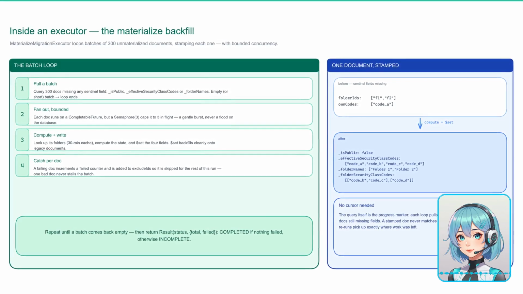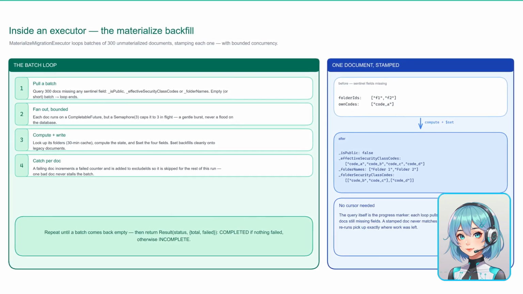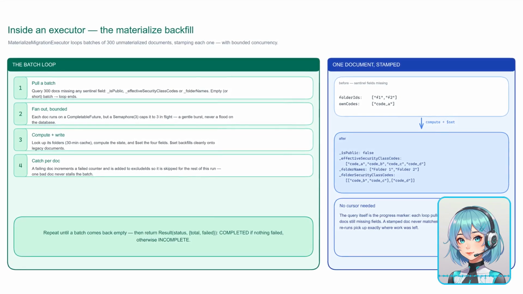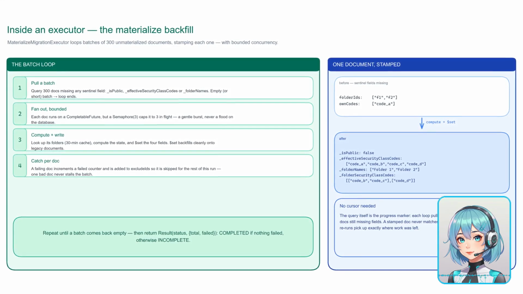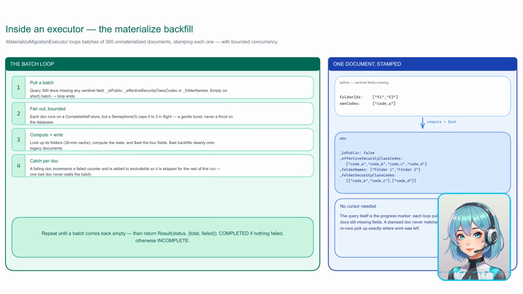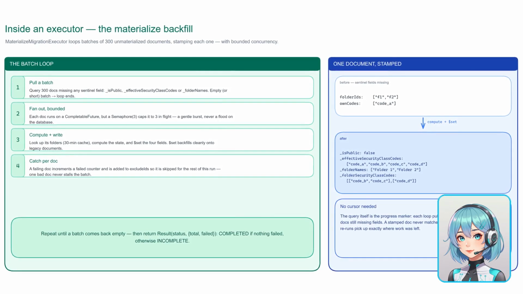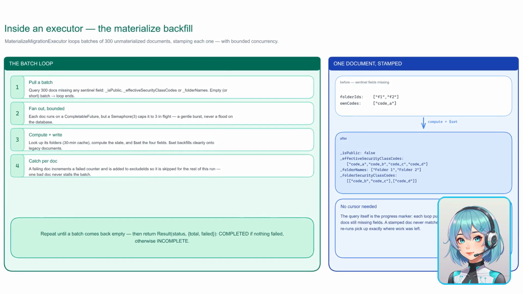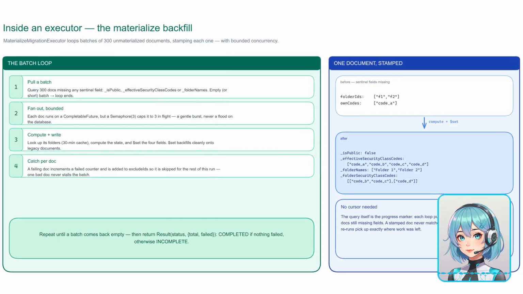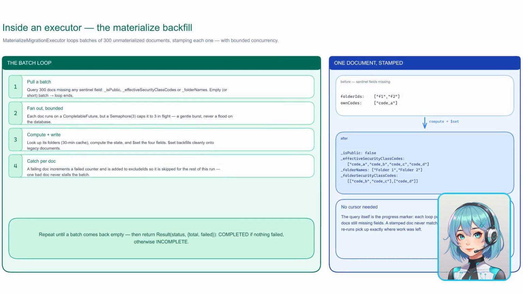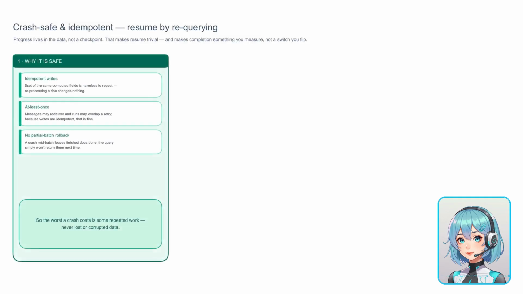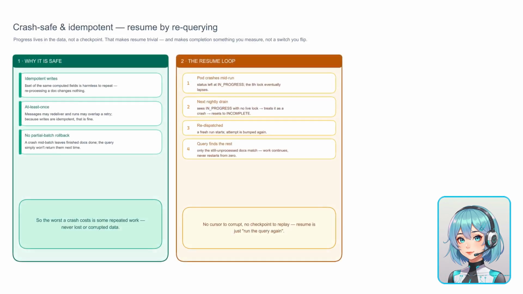A failing document increments a failed counter and is added to an exclude set, so it's skipped for the rest of the run. 1 bad document never stalls the batch. The loop repeats until a batch comes back empty, then returns completed if nothing failed, otherwise incomplete. And notice the key trick. There is no cursor. The query itself is the progress marker. A stamped document never matches again, so reruns pick up exactly where work was left. That query-based progress is what makes the whole thing crash-safe and idempotent.